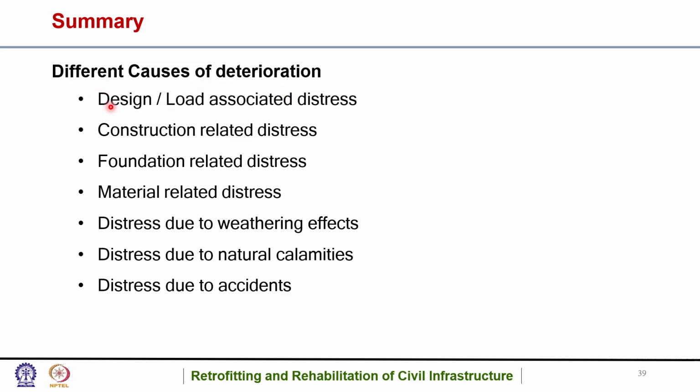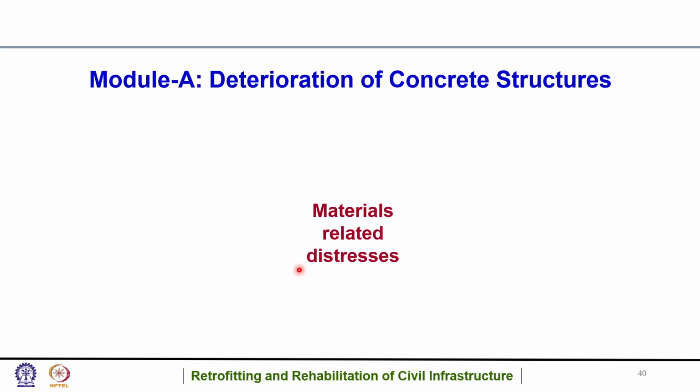of deterioration. It can be due to design or load associated distress, construction related distress, foundation related distress, material related distress, distress due to weathering effects, distress due to natural calamities, distress due to accidents. These are some of the distresses which cause the deterioration of reinforced concrete structure. The next lecture will be basically understanding the material related distresses in more detail.